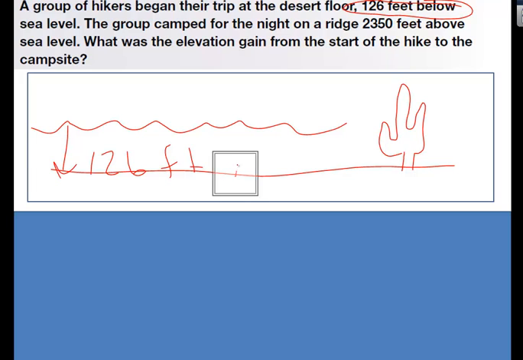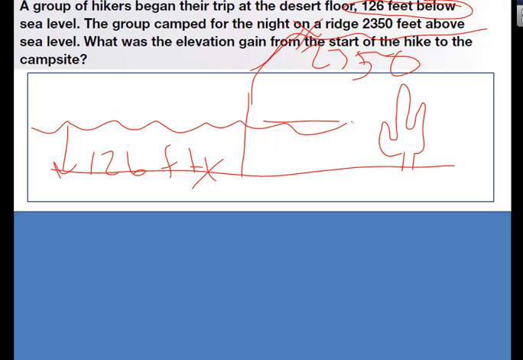So now they come up here. And they're going to camp up here on this mountain, and it's 2,350 up here. And they're going to come right up here, and they're going to camp right here. So what they want to know is how far was it from their campsite? Well, if their campsite was clear down here at 126, and they went up another 2,350, what was the elevation gain? Well, from here to here, it was 2,350. From here to here, it's 126. So hopefully you added those two together and came up with 2,476.